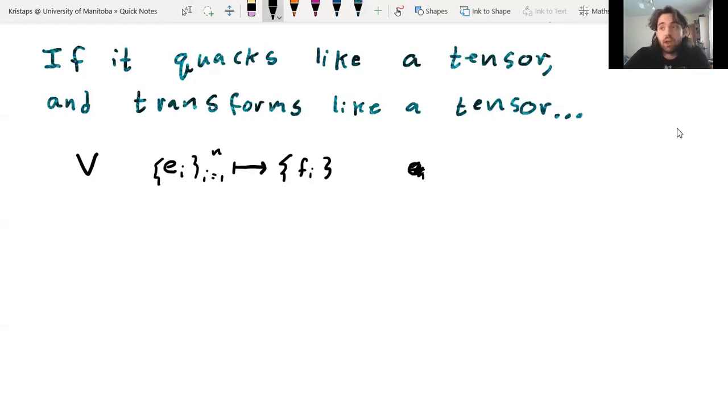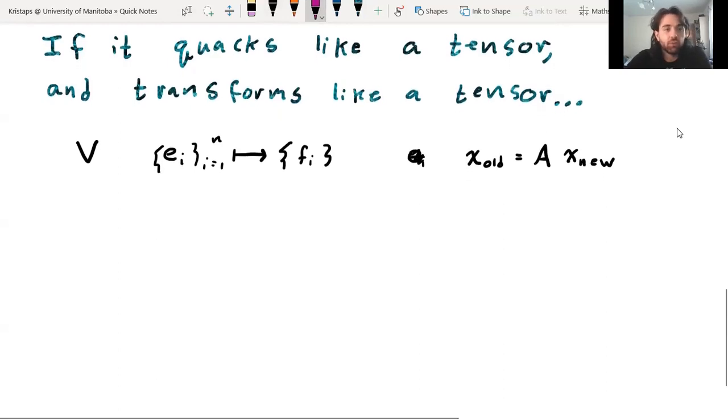Then any vector written in the old basis is going to be equal to this change of basis matrix multiplied on the left by the components of the vector written in the new basis. So I'm going to use some formal notation here. I'm going to write my basis vectors as a row matrix.